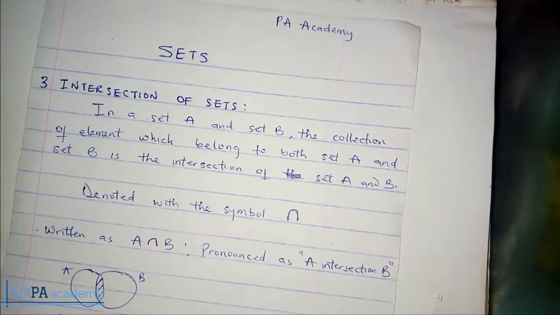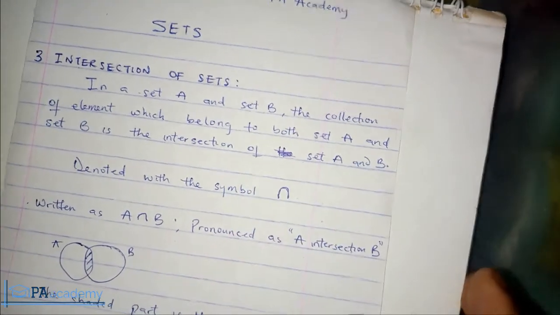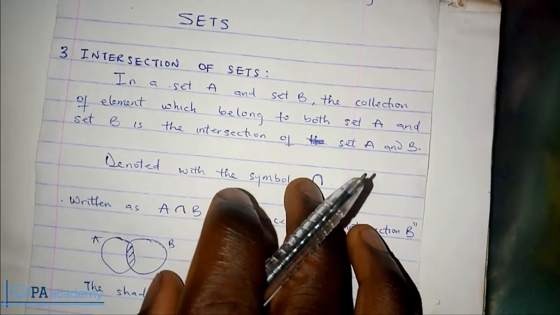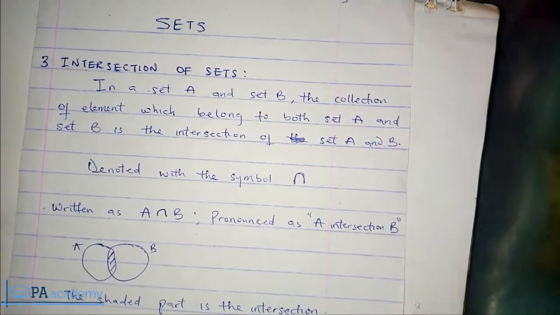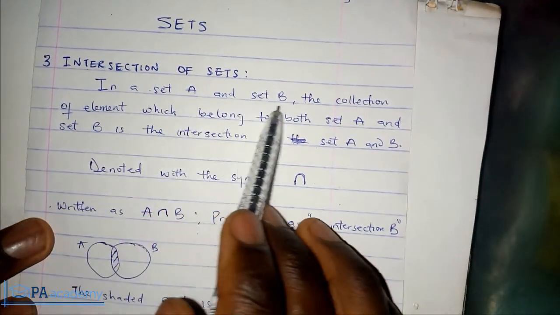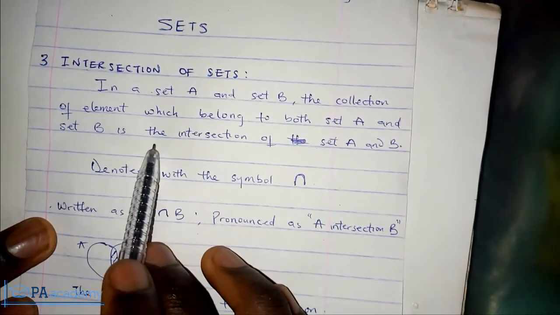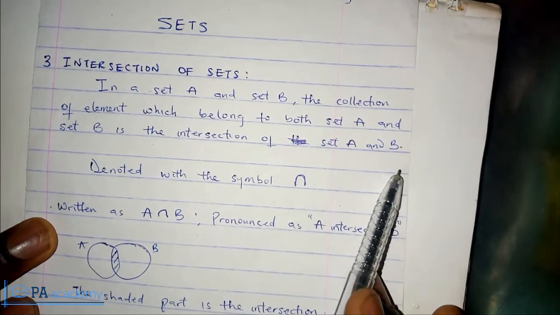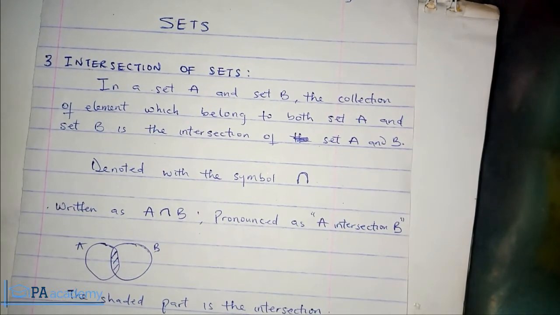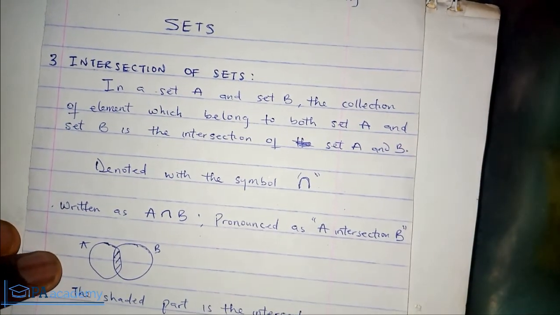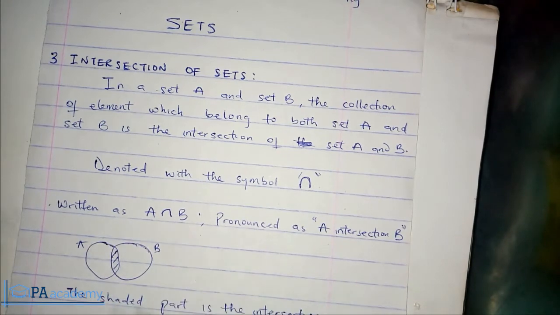So now let's go to the third one, which is intersection of a set. Don't forget the other one we looked at was the union. Now we are looking at intersection of sets. When we look at intersection, it says in a set A and B, the collection of elements which belong to both set A and set B is the intersection of set A and B. This time around, it is denoted with this symbol. This is the symbol for intersection, written as A intersection B.